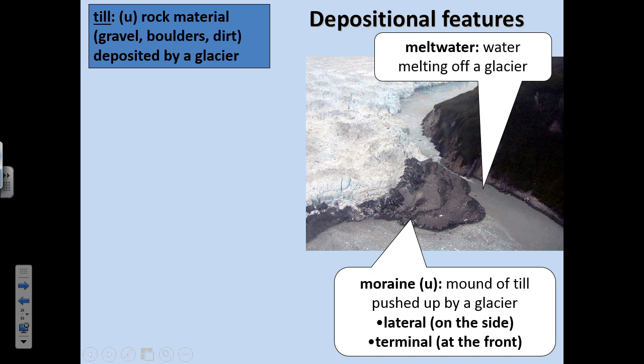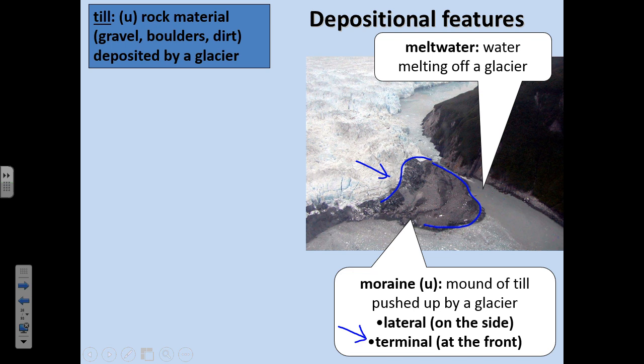The last two features are meltwater. This is very obvious what meltwater is. And then a moraine is two different things. Actually, there's multiple types of moraines. But what we see right here is this mound of rocks and gravel that piles up as the glacier pushes in front of it. It acts like a bulldozer, and it creates this stuff right here, these large mounds. This is what's called a terminal moraine.